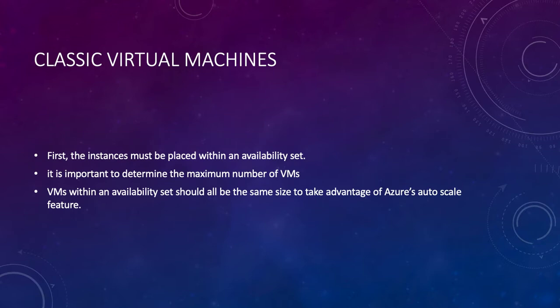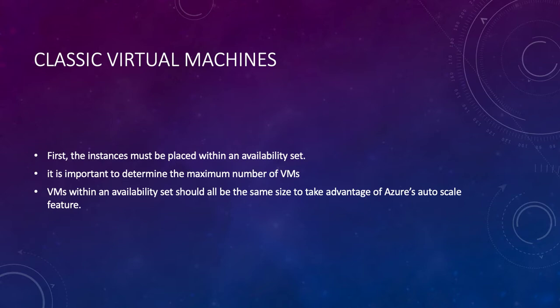In the classic model, before VMs can be scaled, whether scaled out or scaled in, the instances must be placed within the availability set. This is something that ARM does not have as a requirement, and you can only see it in the classic model of virtual machine deployment.